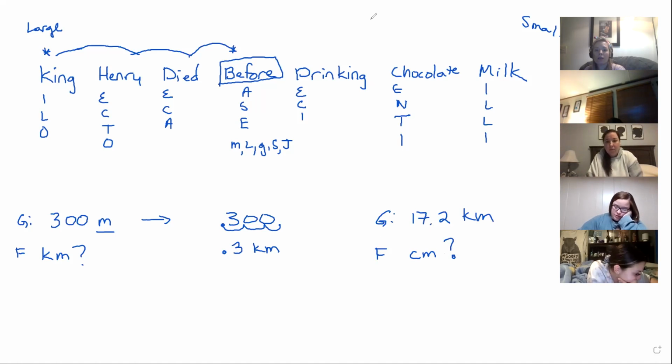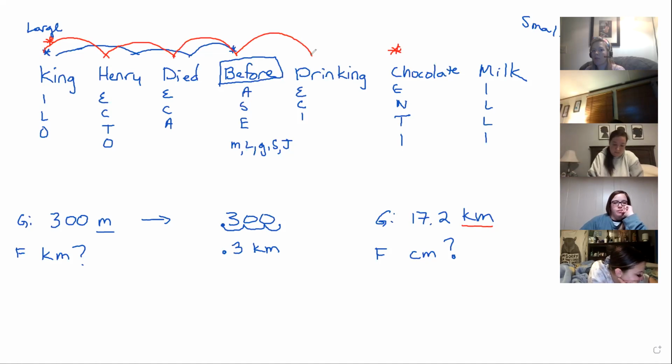So I'll use a different color for this one. We're starting with the kilometer. That's the king, right? Or the kilo. I want to get to centimeter, which is over here, the centi. In order to get from king to centi, I need to hop 1, 2. You do go through the base, so 3, the base is a hop, 4, 5. I need to take my decimal and hop it 5 to the right.